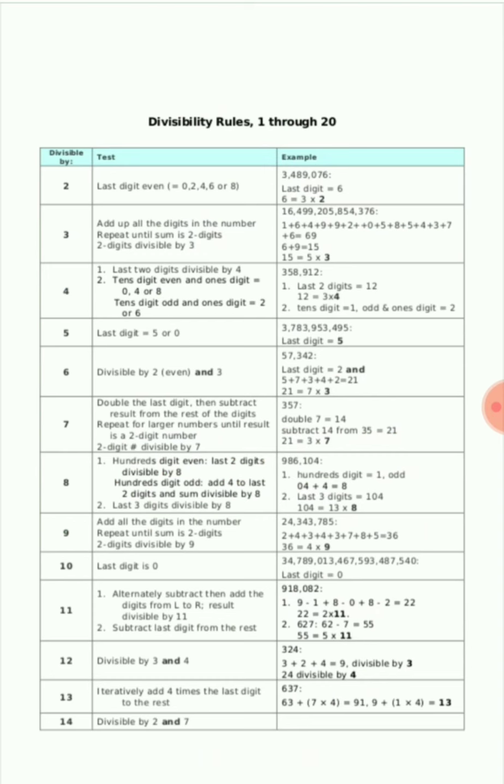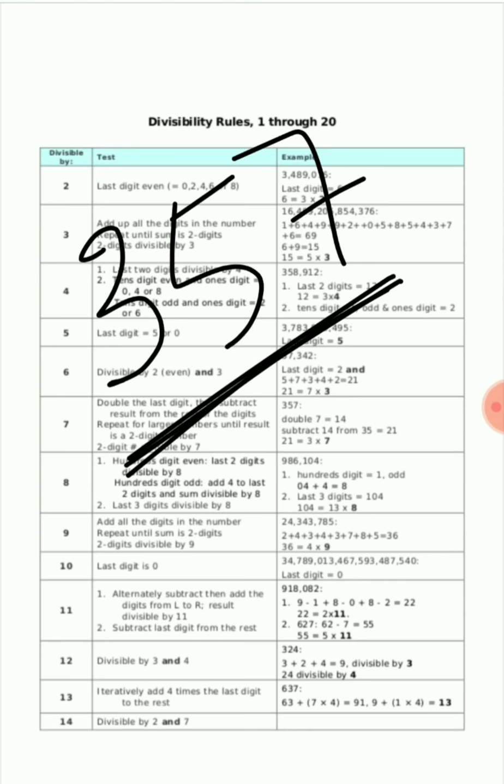Next we discuss the divisibility rule by 7. How do we check? Let's take an example. Let the number be 357. Is this number divisible by 7?